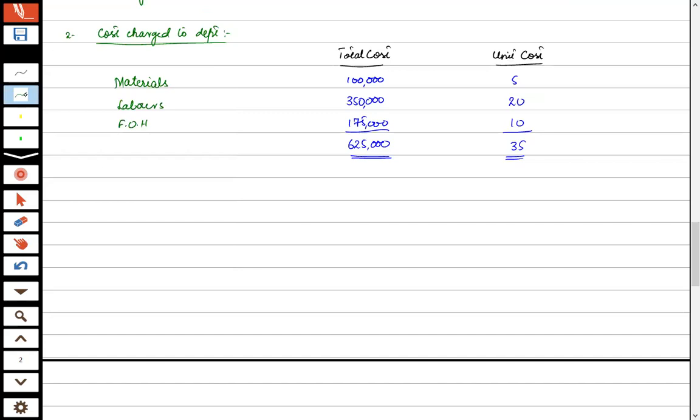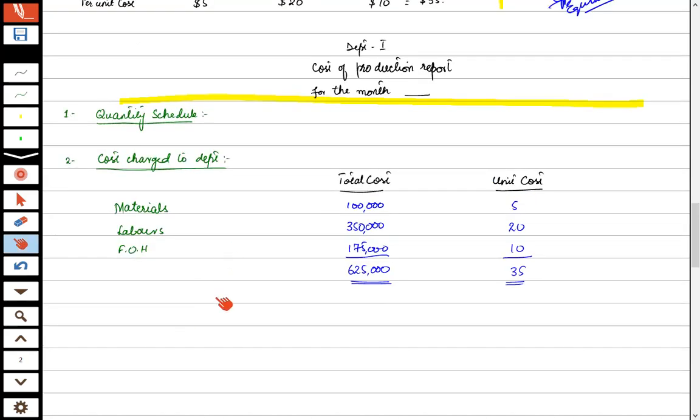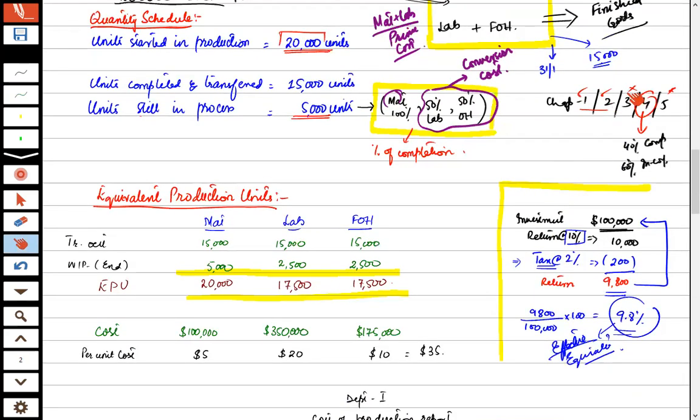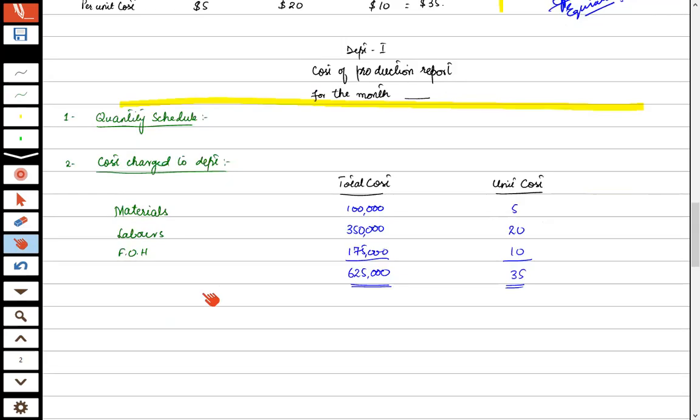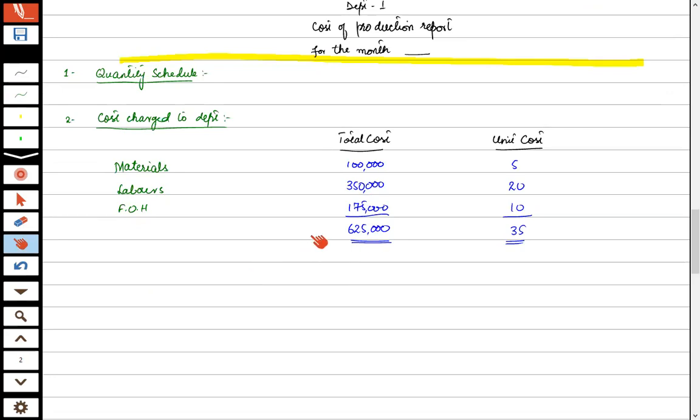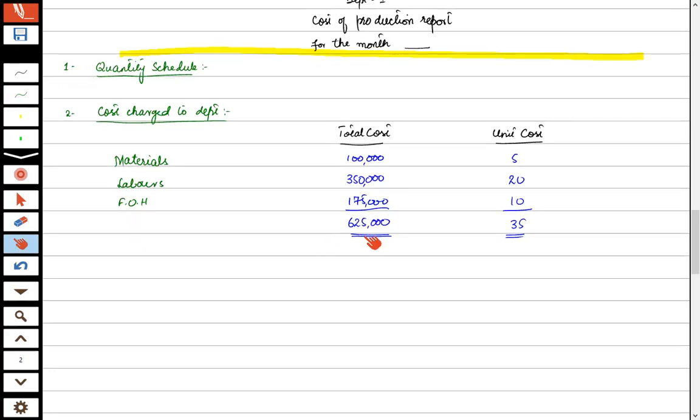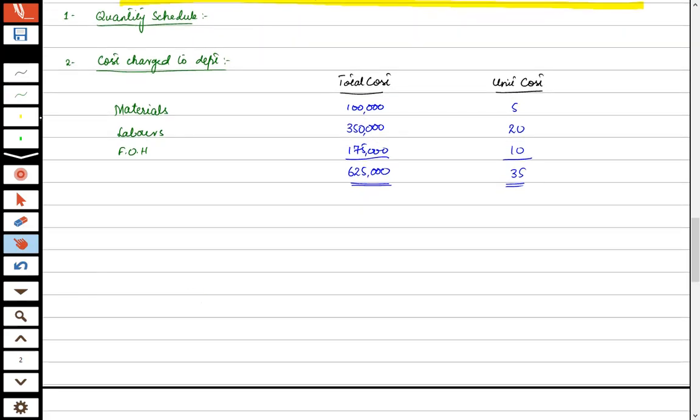In the third step, we calculate the cost of the completed units transferred out and the cost of WIP ending. What is the cost of these 15,000 units and what is the cost of the remaining 5,000 units? This 15,000 cost and 5,000 cost would eventually become the total cost, and it will be verified by our total cost. How it is broken down, how it is bifurcated into two, let's see.